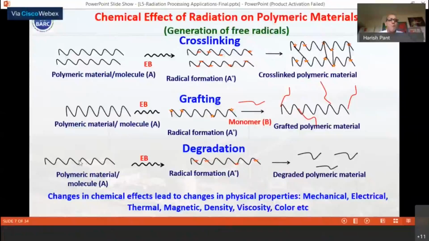Degradation is the decomposition of the polymeric chain. A long hydrocarbon, a long polymeric chain, gets broken into small chains, and the material gets degraded. So all these chemical changes lead to changes in physical properties, that is mechanical, electrical, thermal, magnetic, density, viscosity, and color. All these properties can be changed because of the radiation.